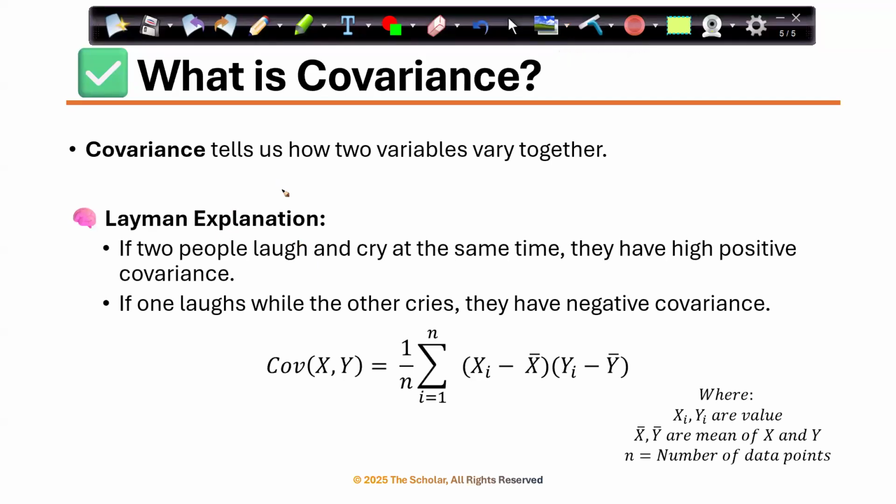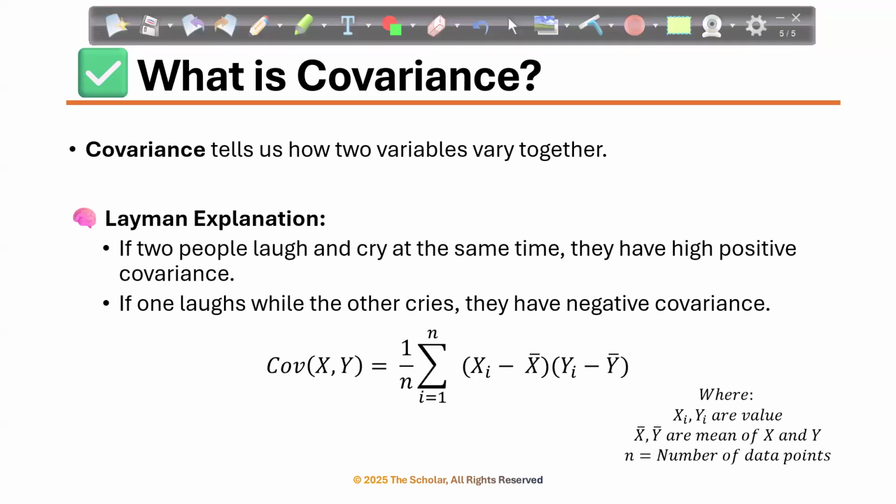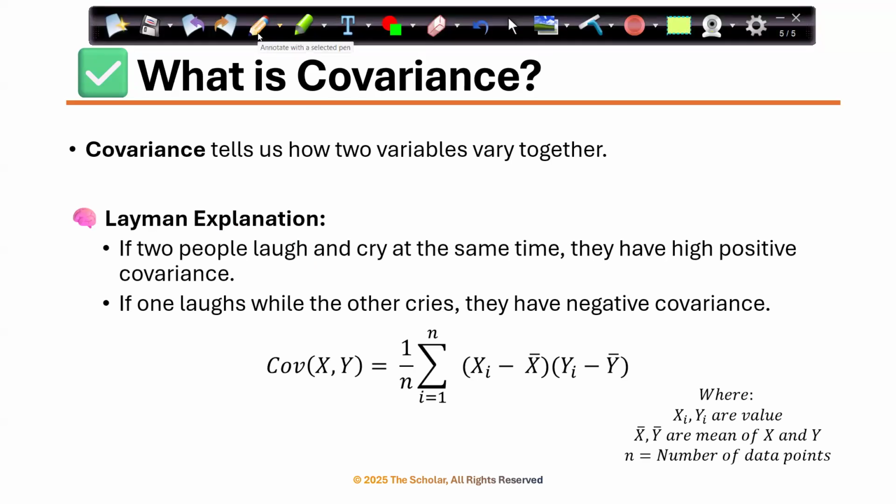So covariance tells us how two variables vary together, right? Basically covariance is one of the measures that helps me understand how well you are correlated. Now here is the formula which we have to follow to calculate it. If two people laugh and cry at the same time, they have high positive covariance. If one laughs while the other cries, they have negative covariance, right? But we'll try to understand this with one example, how the calculation happens.